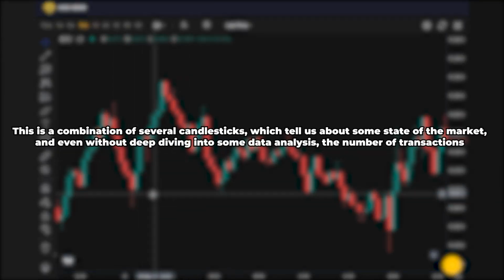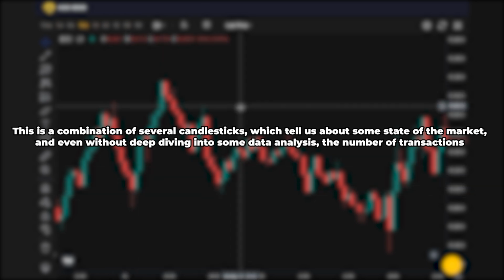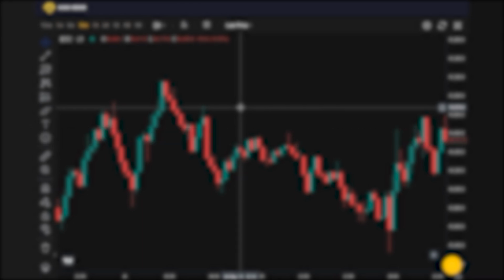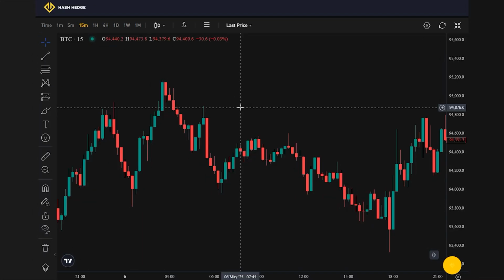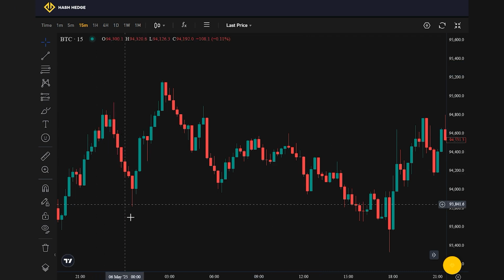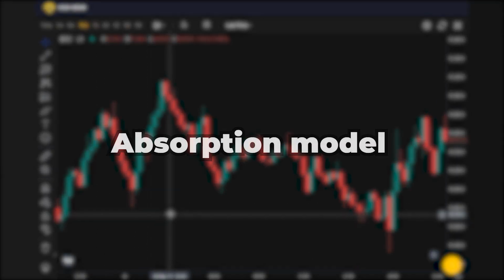This is a combination of several candlesticks, which tell us about some state of the market, and even without deep diving into some data analysis, the number of transactions and so on, we can see what the mood of the market is now by the usual candlestick patterns. Let's look at the first one first, and then I'll go into more detail about how candlestick patterns should be used in principle. So, the first model I want to talk about is called the absorption model.